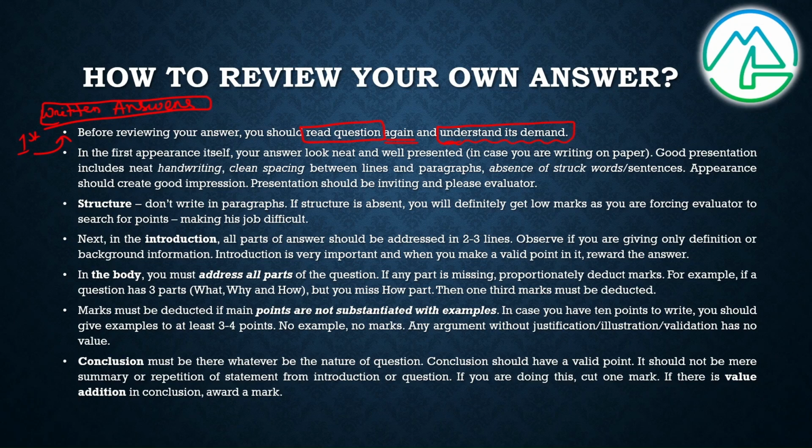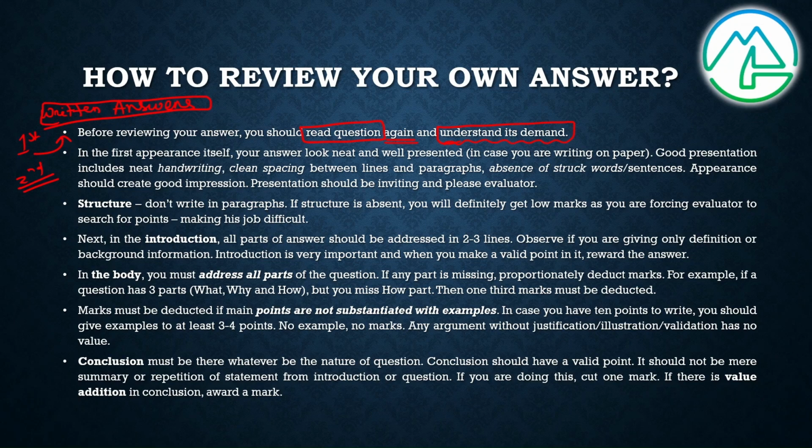Then the second stage is you have to see what impression your answer creates upon yourself. You should stand from an examiner's point of view. You should see your answer from an examiner's point of view and not as an aspirant, right? If you are self-evaluating your answer, you have already written the answer, you have done your part. Now you should view your answer from the examiner's standpoint.